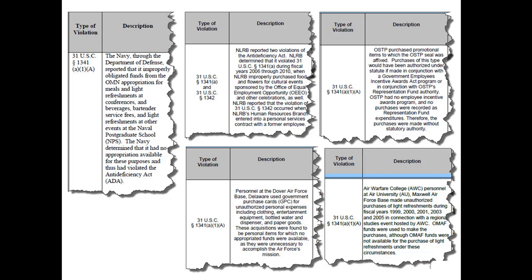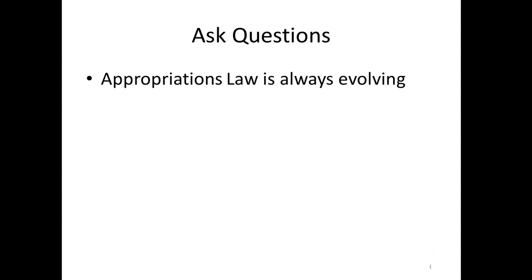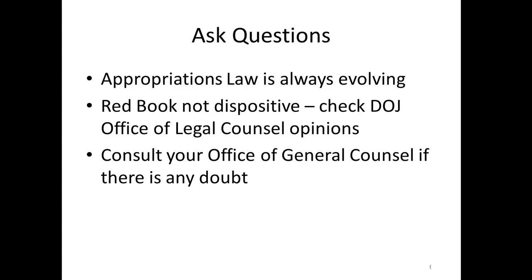Probably the most important thing to remember is to ask questions. Appropriations law is always evolving, and there are new cases all the time. Keep in mind that while GAO's Principles of Federal Appropriations Law, popularly referred to as the Red Book, contains a lot of useful information in cases, it's continually updated and not always the final word. It's worthwhile to look at opinions from the Office of Legal Counsel website at the Department of Justice. And remember, if you're in doubt, consult your Office of General Counsel.